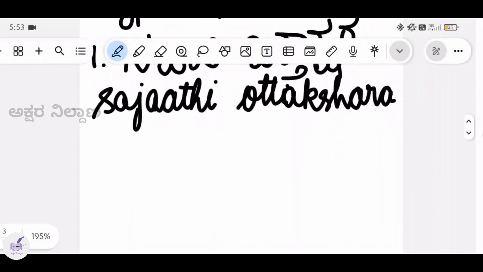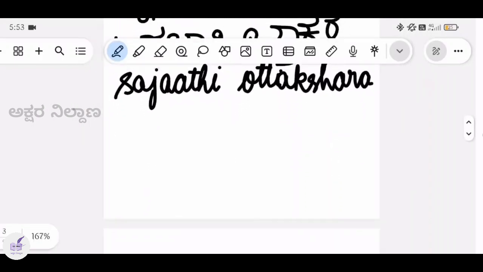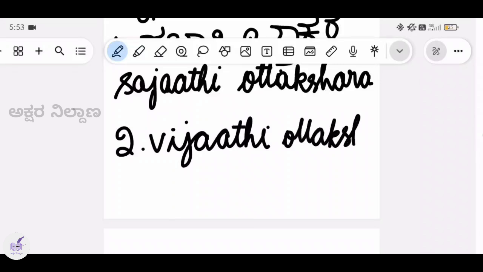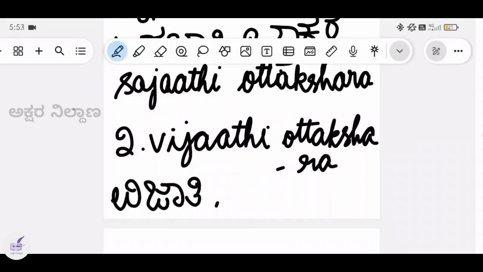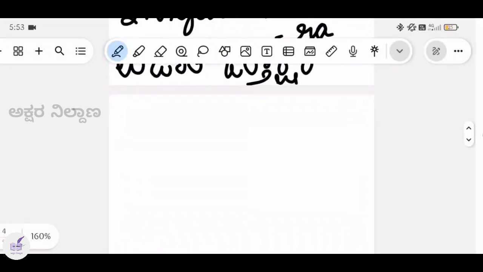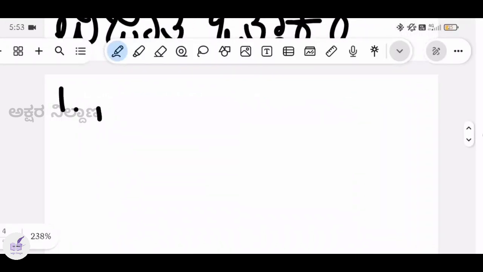We'll finish what is sajati vatakshara, then we'll go to vijati, or else we'll write first. Vijati vatakshara is written like this. Okay. We'll take sajati vatakshara first.